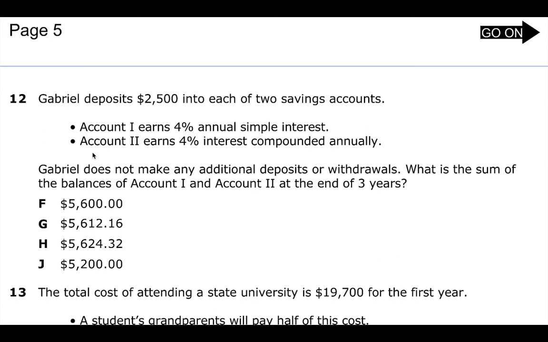Okay. Account 1 earns 4% annual simple interest. Simple. Account 2 earns 4% interest compounded annually. 2 different formulas. Gabriel does not make any additional deposits or withdrawals. We don't care. What is the sum of the balances of account 1 and 2 at the end of 3 years? So at the same time.